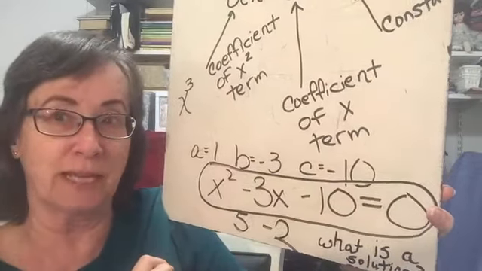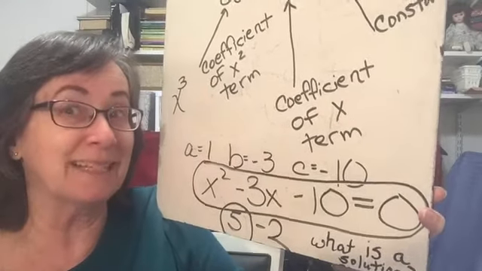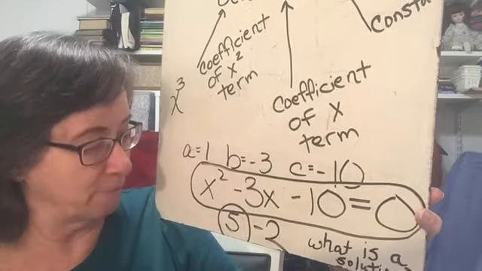So if we plug in a 5, then we're going to have 25 minus 3 times 5, which would be minus 15. So 25 minus 15 is 10. 10 minus another 10 is 0. And 5 works. It makes my equation true. That means it's a solution of my equation.